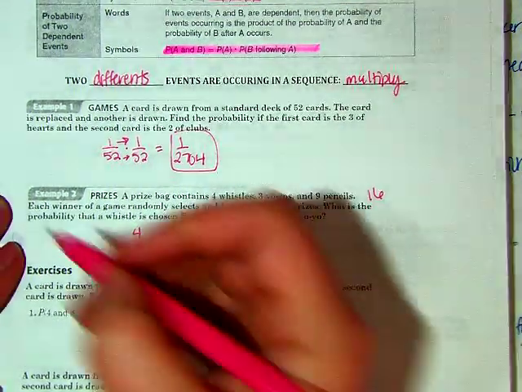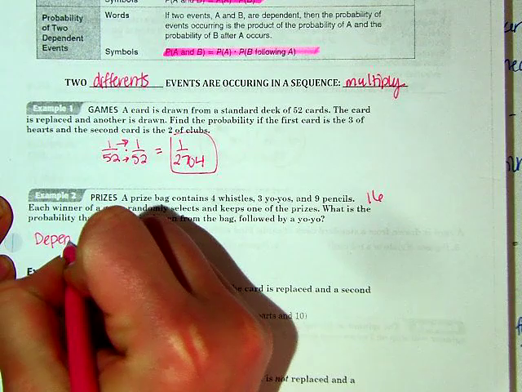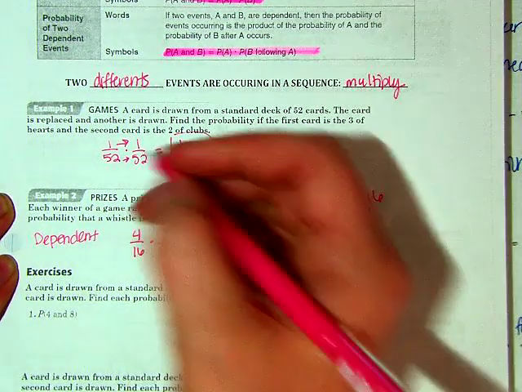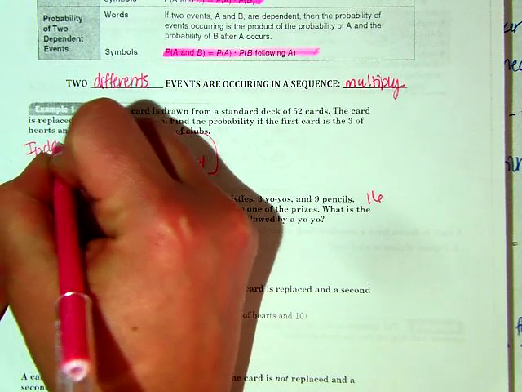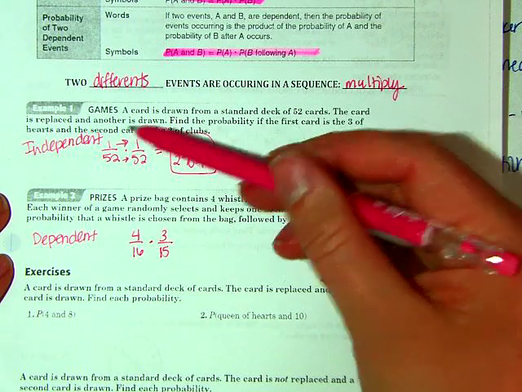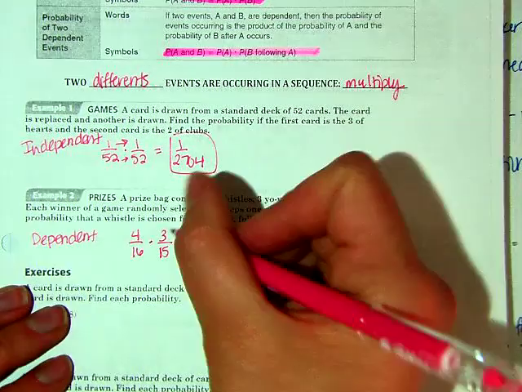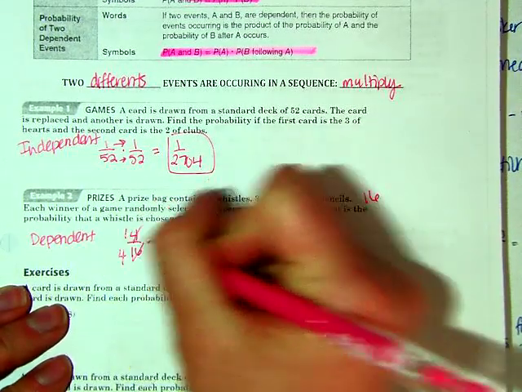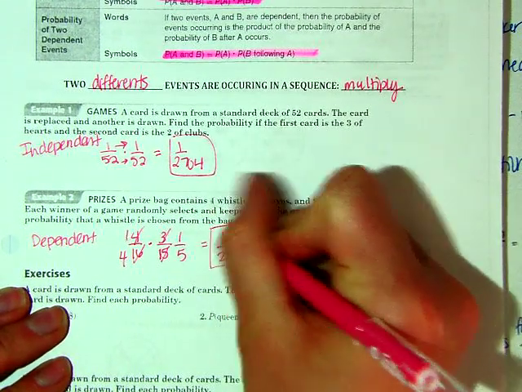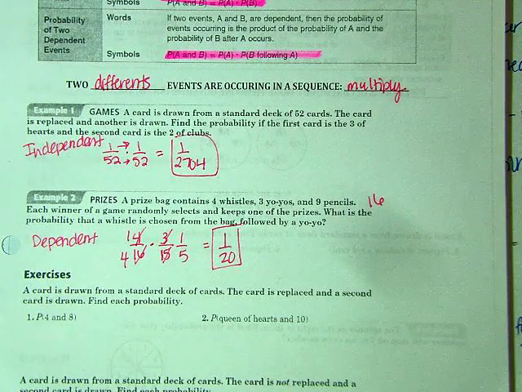So this is a dependent event, because the second fraction depends on what you do the first time. This is independent, the first one, because the second one was not affected. We put everything back to normal. So we can simplify here. This is 1/4 times 1/5, which will give us 1/20. So simplifying our answers either in the beginning or at the end.